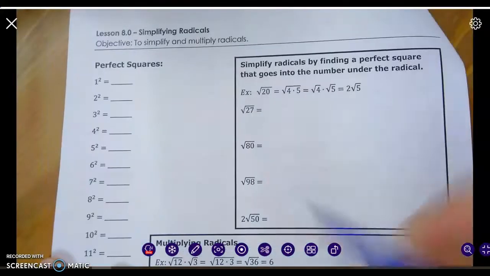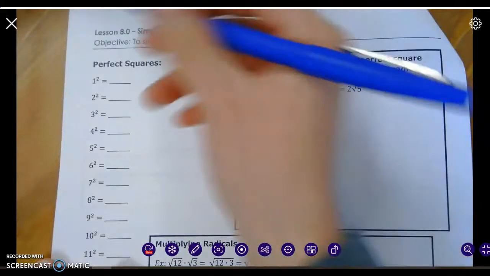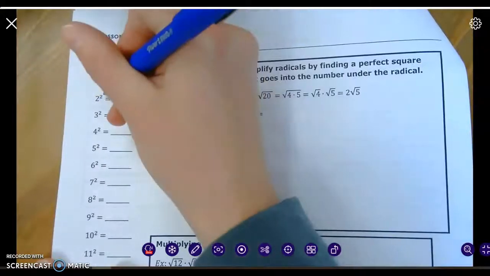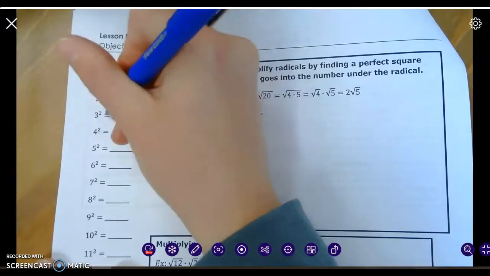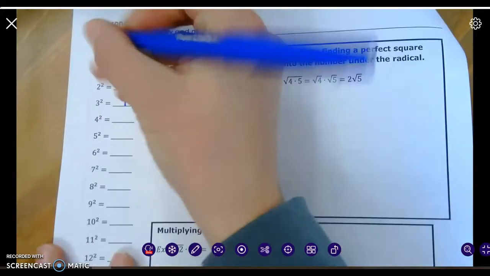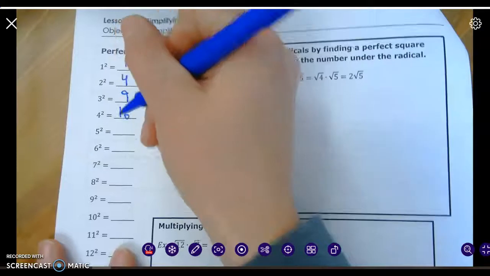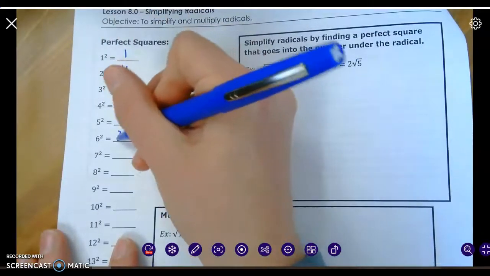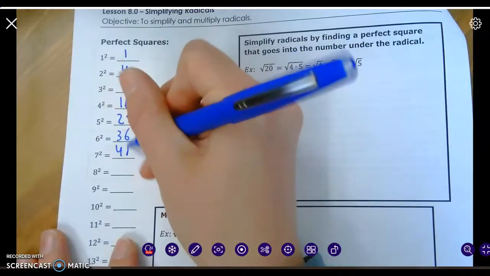So the first thing you need to know is the perfect squares. So we're just going to take 1 times 1, which is 1. 2 times 2 is 4. 3 times 3 is 9. 4 times 4 is 16. 5 times 5 is 25. 6 times 6, 36, and so on.